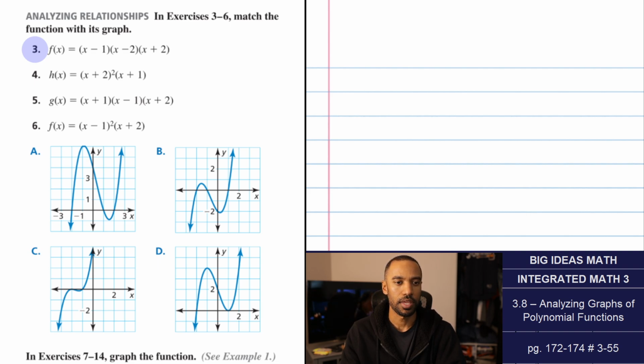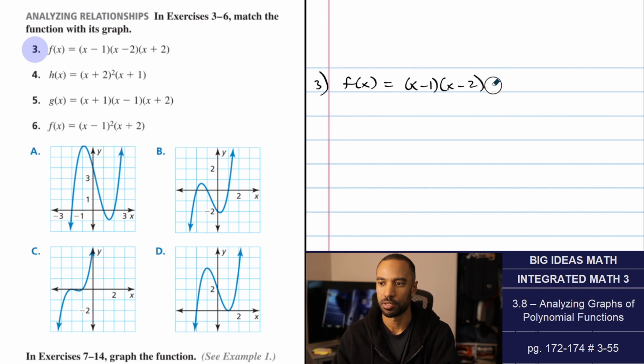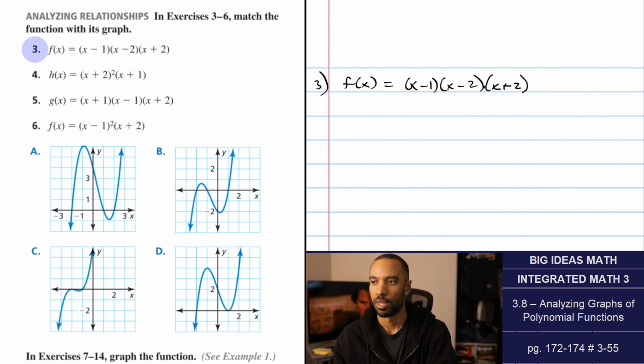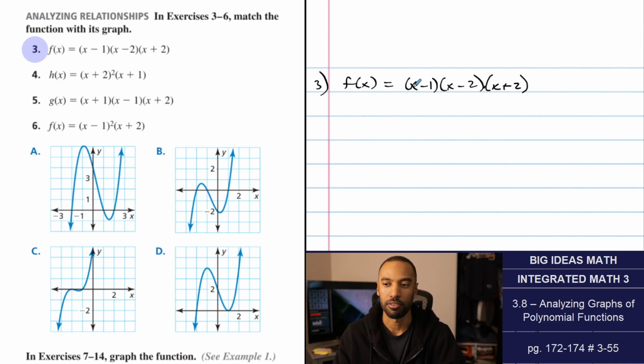In exercises 3 through 6, match the function with its graph. So on number 3, here's what I'm going to do, guys. I'm going to do a rough sketch of the graph, and then I'm going to do the match afterward. f of x equals (x minus 1)(x minus 2)(x plus 2). Now, when it comes to this rough sketch, I want to identify the following things. First of all, if I multiplied all these out, which I'm not going to, my leading term would be an x cubed. An x cubed means this is a third degree polynomial, which also means positive.